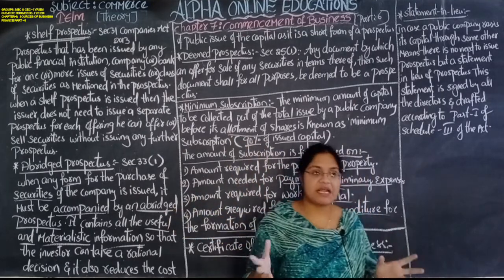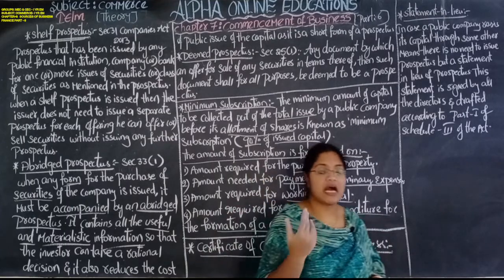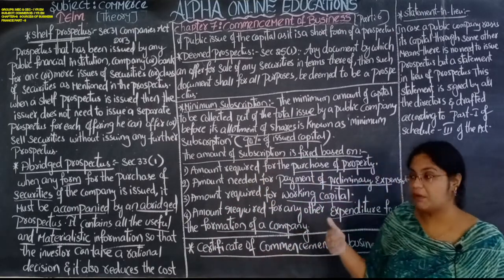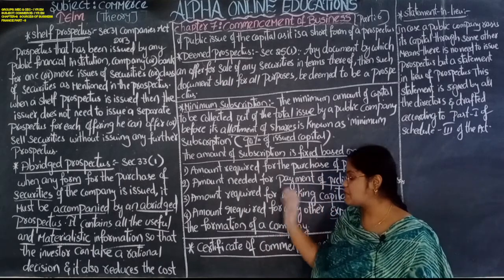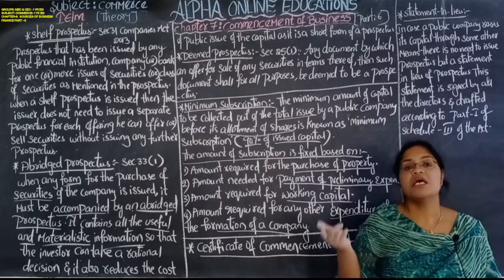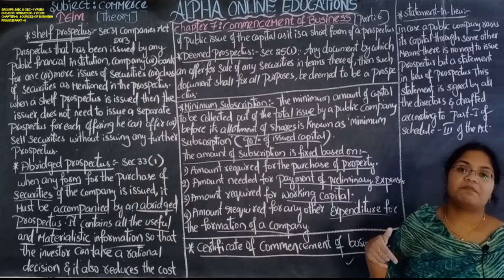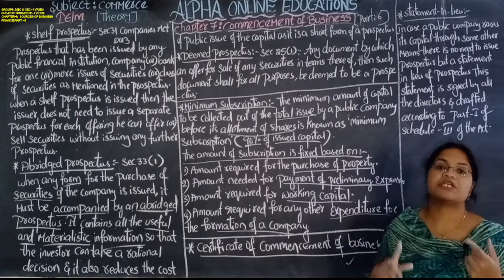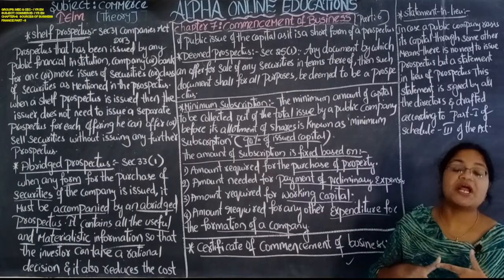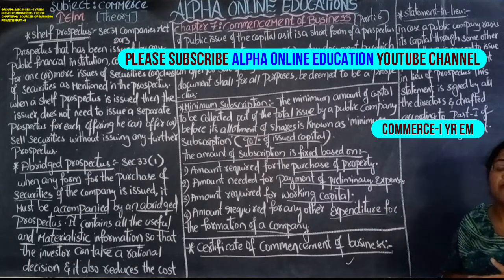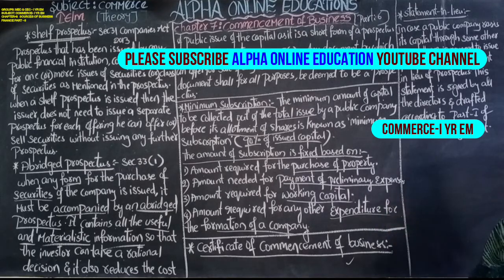Minimum subscription will be 90%, they have to raise it. If they fail, they have to give back the amount they have subscribed from the public. That is about the minimum subscription. And certificate of commencement of business means in order to continue the business, the public companies or public institutions, whatever it may be, have to get two certificates: certificate of incorporation and certificate of commencement of business. And this is the statement in lieu. Okay, so this is about this chapter.